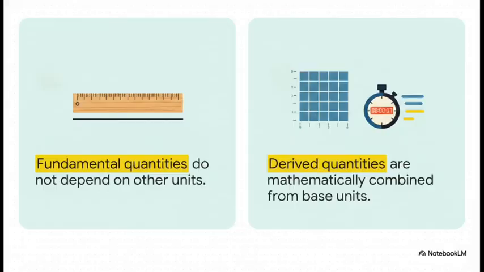But wait, if those are the fundamental quantities, how on earth do we measure stuff like speed or area? Well, we use what are called derived quantities, and they're exactly what they sound like. They are mathematically derived or combined from those base units we just talked about. For example, you can't just measure area directly with a single fundamental unit. You actually have to multiply a length by a width, so meters times meters, and boom, you get the derived unit of square meters. Same thing with speed, which is just distance divided by time, giving us meters per second.